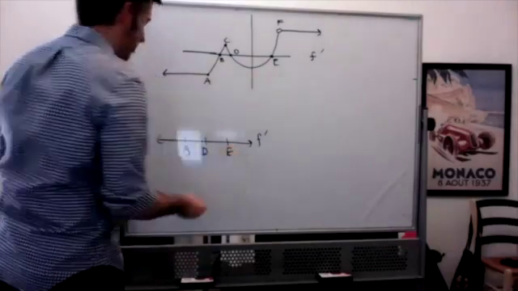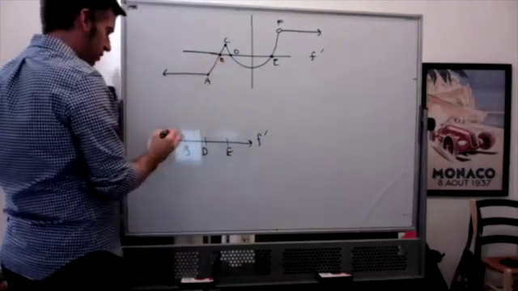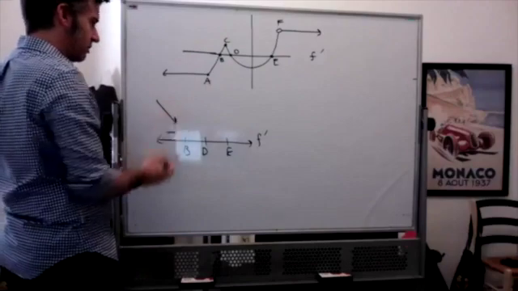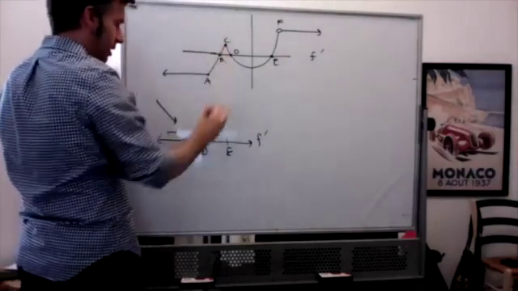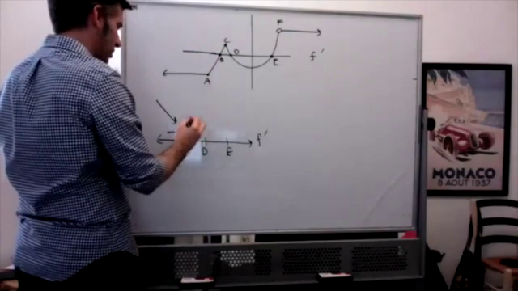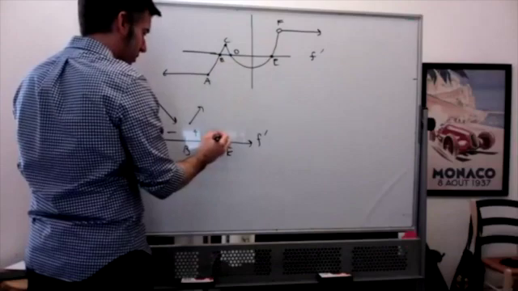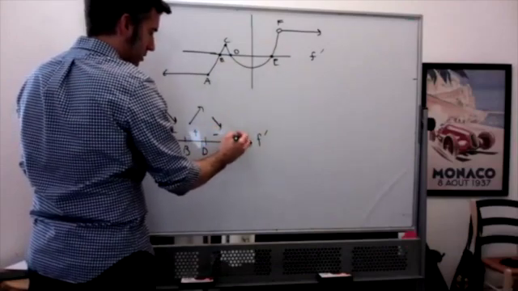To the left of B, the derivative is negative because it's below the x-axis, so my function is decreasing. From B to D, the derivative is positive, so the function is increasing. From D to E, the derivative is negative, decreasing. And from E onward, it is increasing.